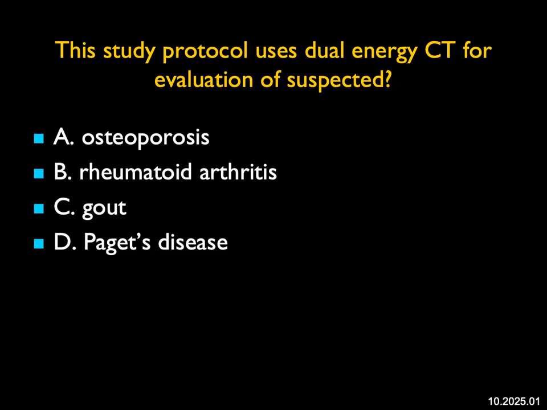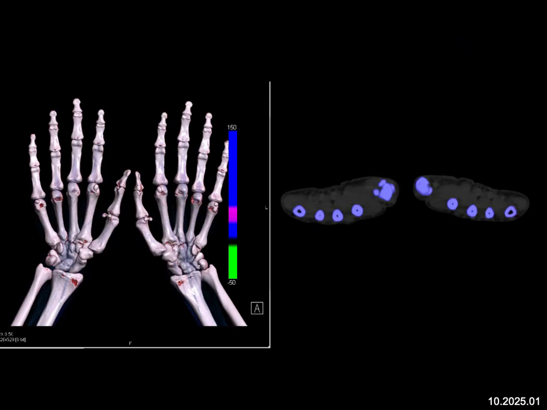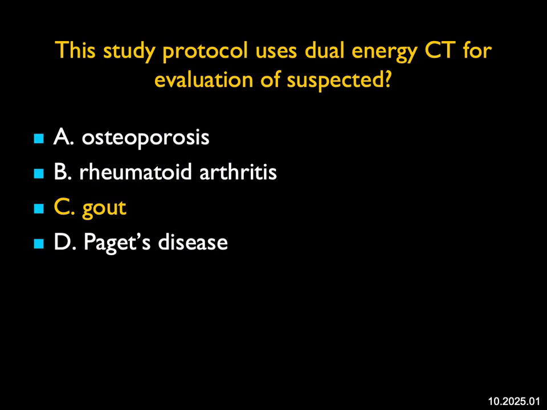The study protocol used on this dual energy case is for evaluation of, well, that's classic. This is for gout. We don't have really good techniques for rheumatoid arthritis or Paget's disease. There is some software with AI. You can measure the presence of osteoporosis, but this is a classic example of using dual energy for gout. A really nice example.